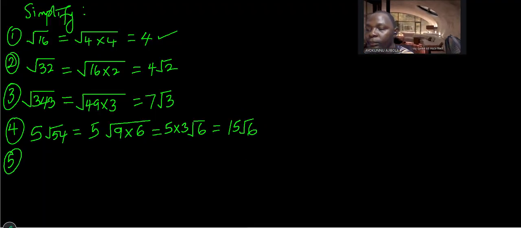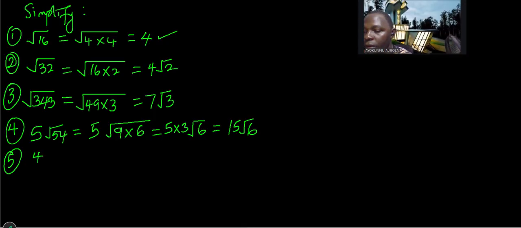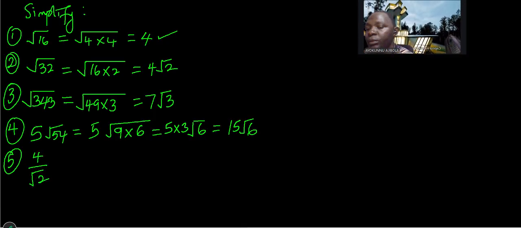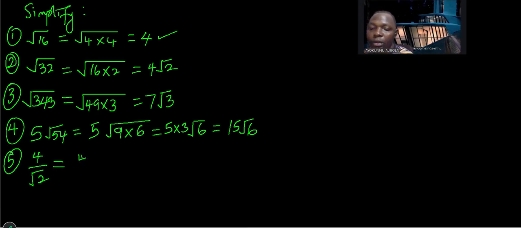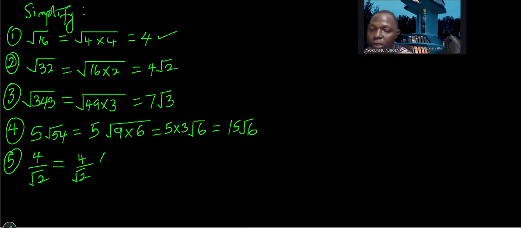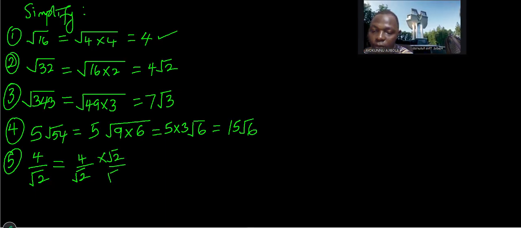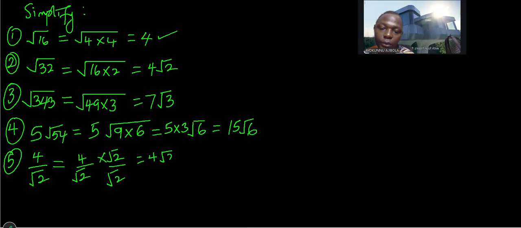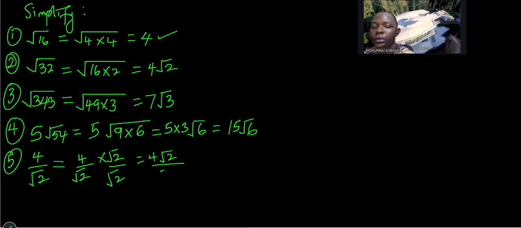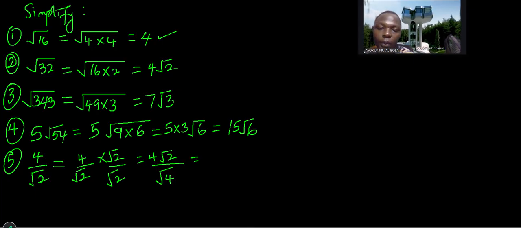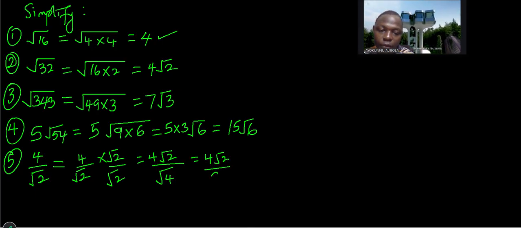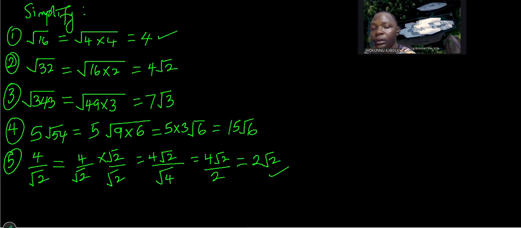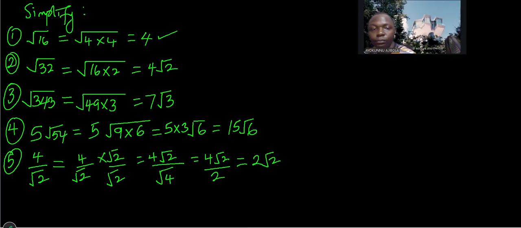Then the next one, we have, let's say, 4 over root 2. So whenever we see this, we are rationalizing. So this could be 4 over root 2, then times root 2 over root 2. The one at the top is 4 times root 2, which is 4 root 2. And the one at the bottom is root 2 times root 2, which is root 4. So we have 4 root 2 over square root of 4, which is 2. And when you divide, you have 2 root 2 as your final answer to that.